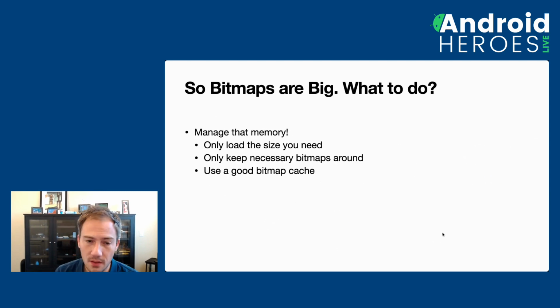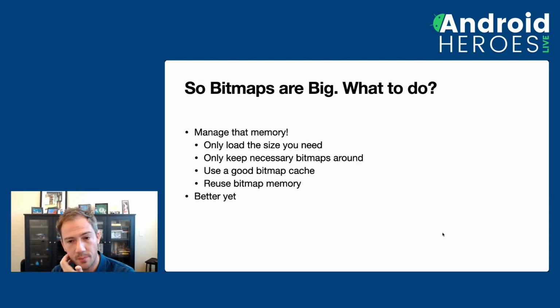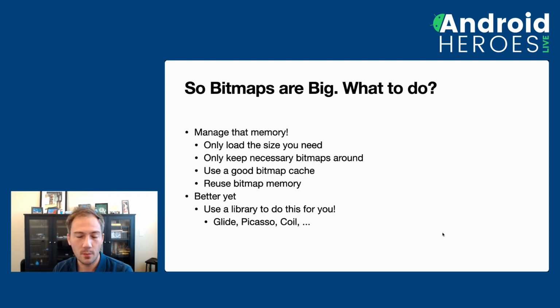So only keep the bitmaps you need and use a good bitmap cache to reduce the bitmap memory. The best way to do that, honestly, is to use a library, right? There's a number of choices, and I'm sure you're already using some of them, like Glide, Picasso, Coil. They're really well integrated with both the existing UI toolkit and the upcoming Jetpack Compose. That's the right way to handle your bitmaps.